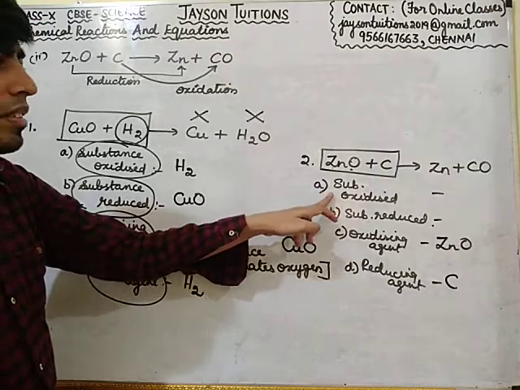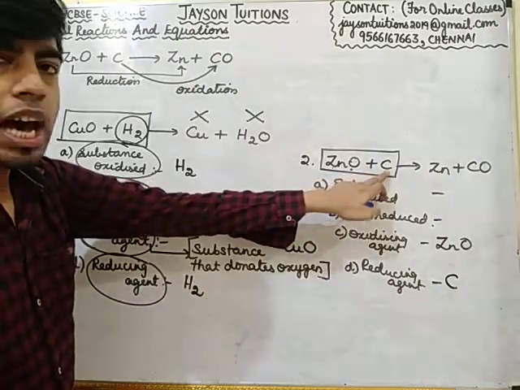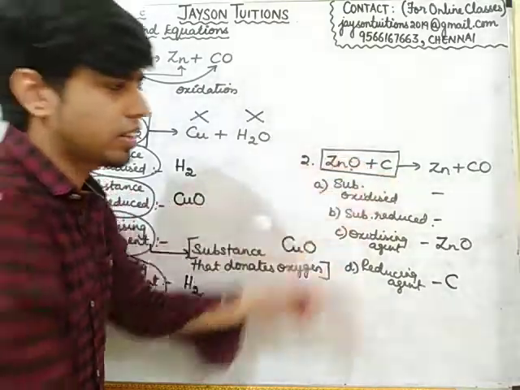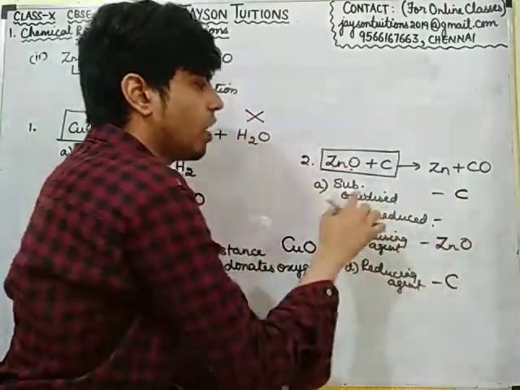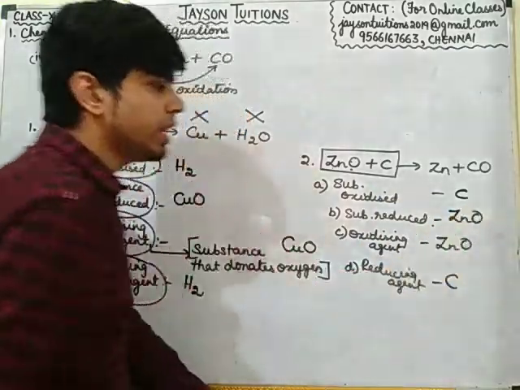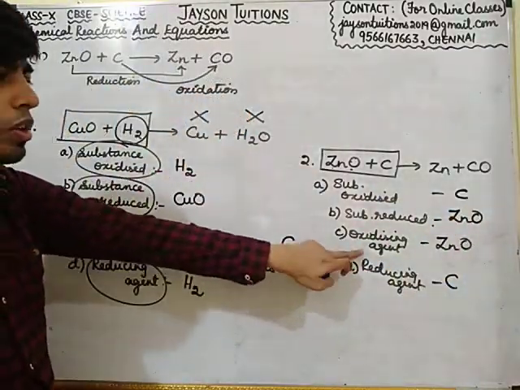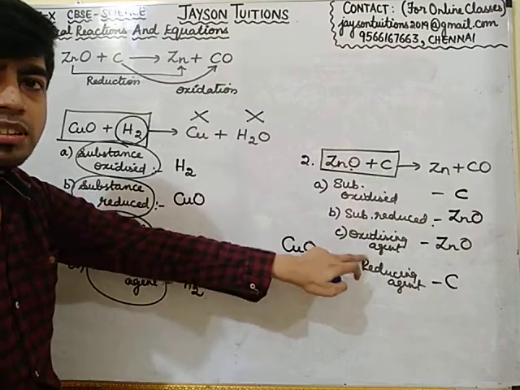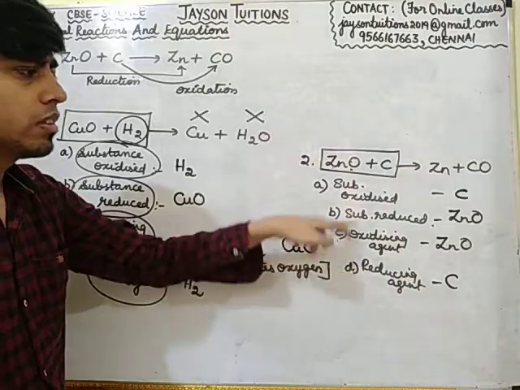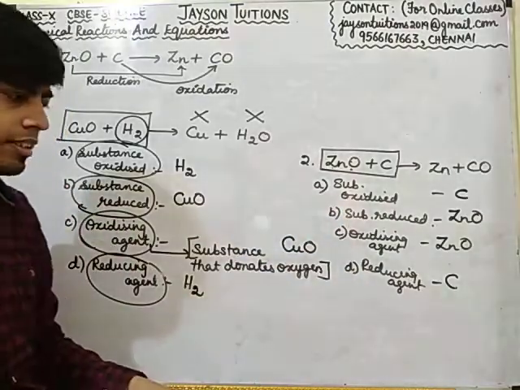Which substance is oxidized? Only in carbon will we be adding oxygen, so carbon will be oxidized. Which will be reduced? Zinc oxide will be reduced. As I already told you, the oxidizing agent and the substance reduced will be the same answer, and the reducing agent and the substance oxidized will be the same answer.